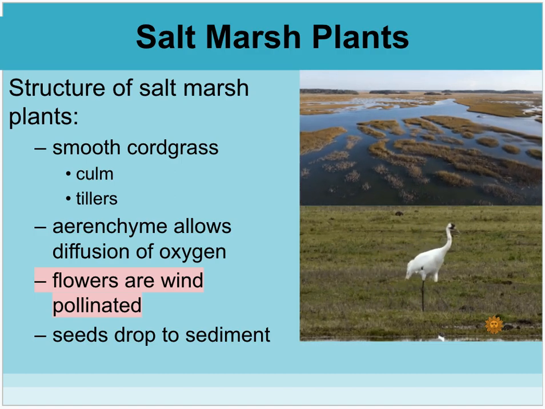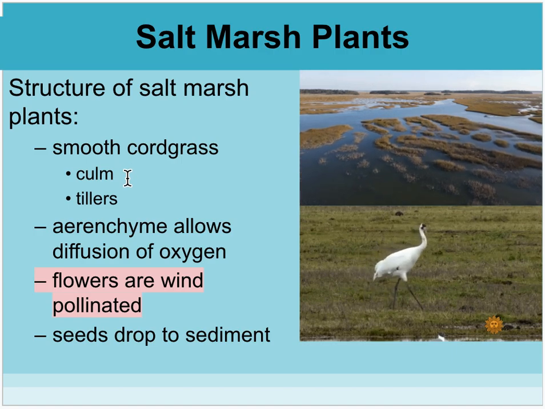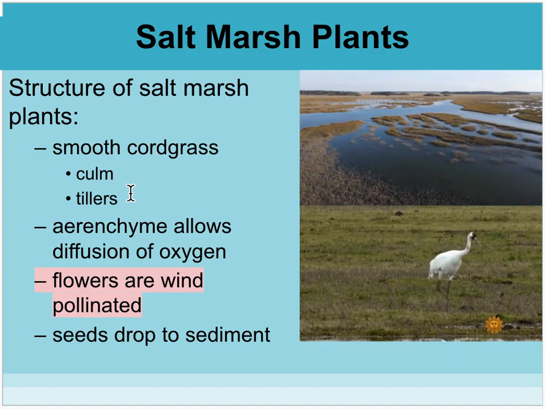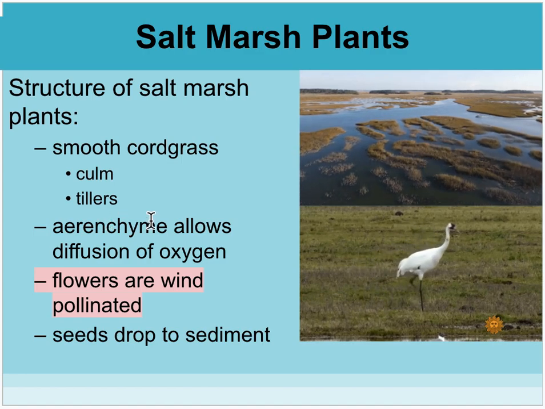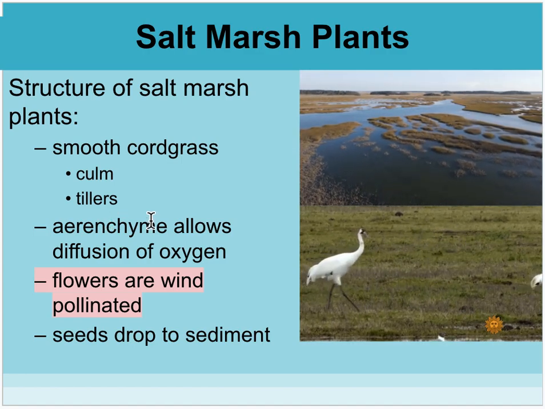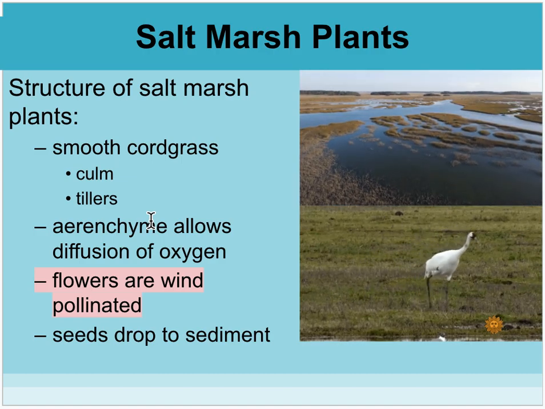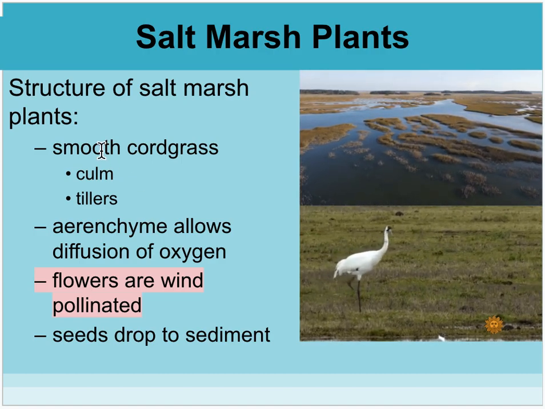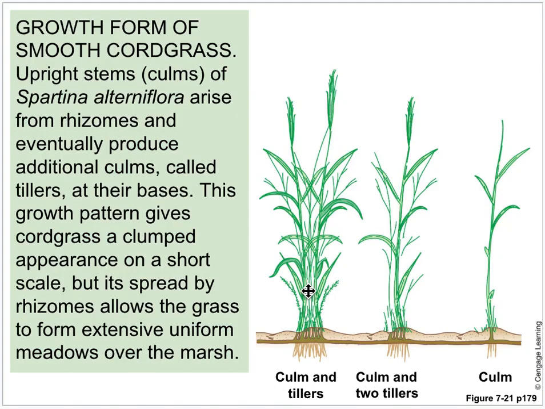So different types are like the smooth cordgrass, and we're going to talk about how they have two parts, the culm and the tillers, that are found in other plants as well. They also have that aerenchyme, the pockets of lacuna inside that separate them and allow for oxygen and help it to not get flooded. They do have flowers that are wind pollinated, and they drop seeds into sediment to regrow.